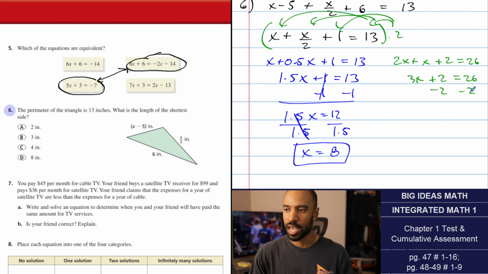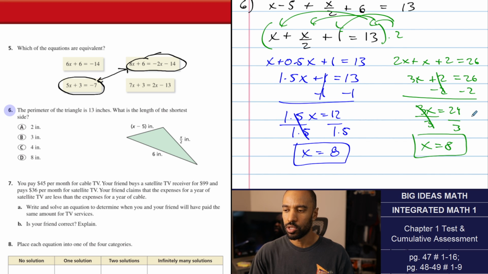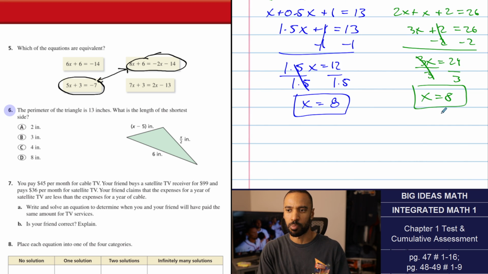Subtract 2 from both sides. And then you get 3x equals 24. Divide both sides by 3. This can confirm at least that x is 8. Now again, one of two ways to do it. You can also work toward a common denominator, but that's my goal there.